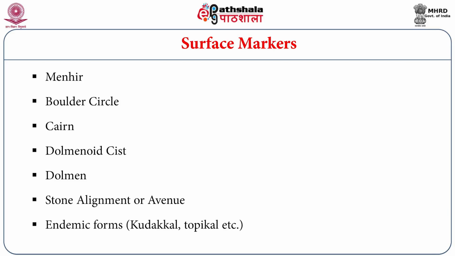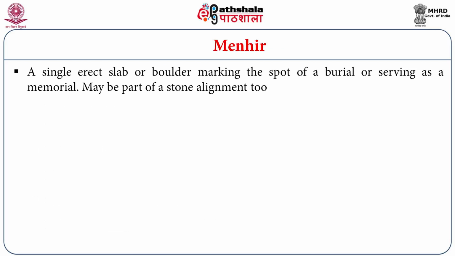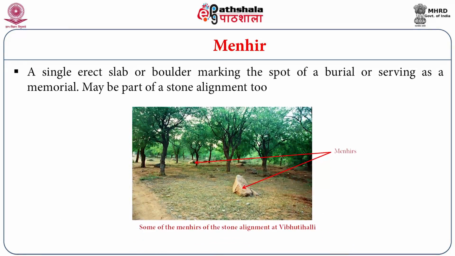Apart from these common forms, we have certain endemic forms which are restricted to certain regions. For example, we have Kudakkal and Topikal, which are mainly found in Kerala. We will be discussing them separately in another module. Now, let us look at the images of some of the burial types.